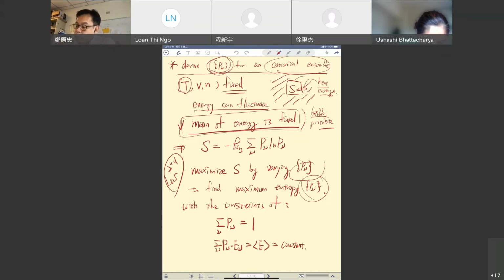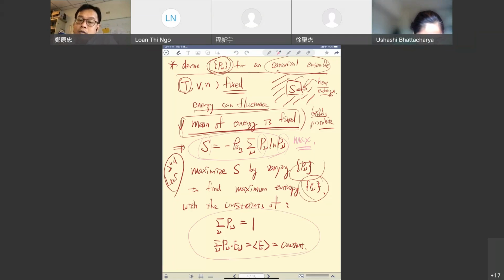So in the end, we want to maximize this function S with respect to these p values, those probabilities, because that's what we want to find. We want to find the probability distribution under the constraint that these two equations must be satisfied all the time.